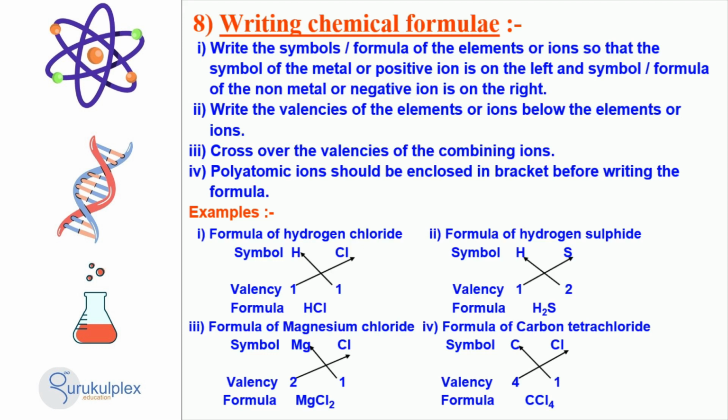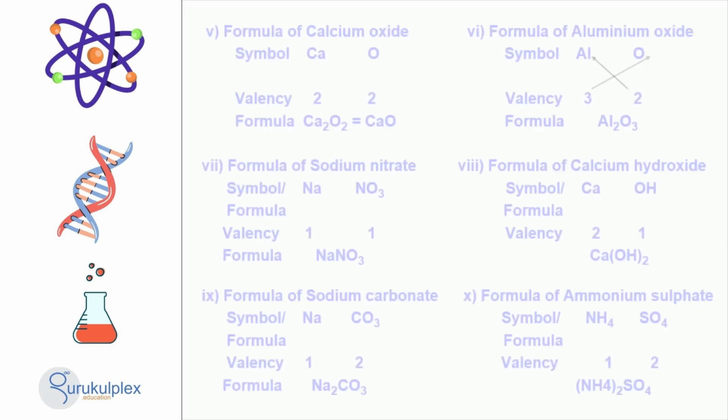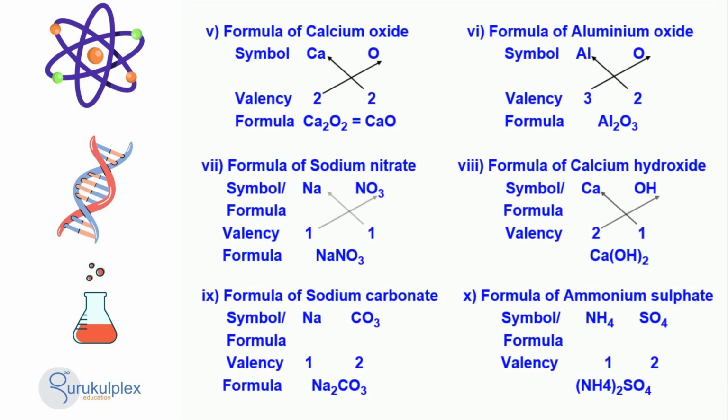Examples of formulae given include hydrogen chloride, hydrogen sulfide, magnesium chloride, and carbon tetrachloride. We can see the formulas of several compounds, like calcium oxide, aluminium oxide, sodium nitrate, calcium hydroxide, sodium carbonate and ammonium sulfate, with their symbols, valencies and formulas.